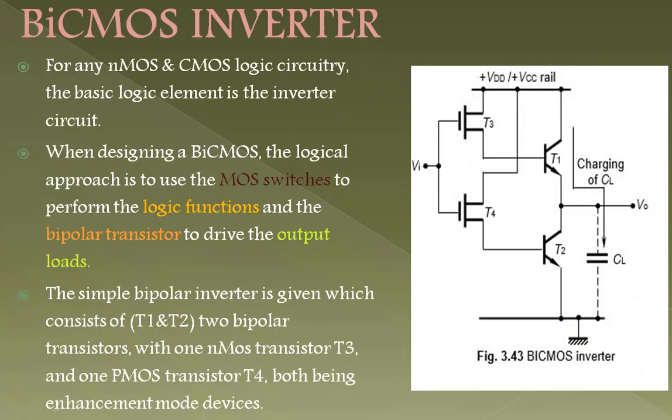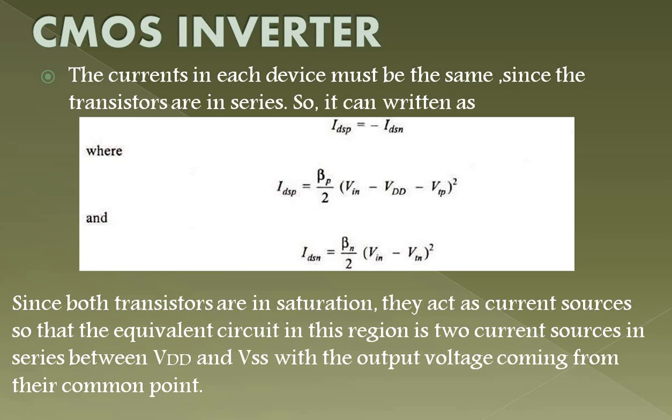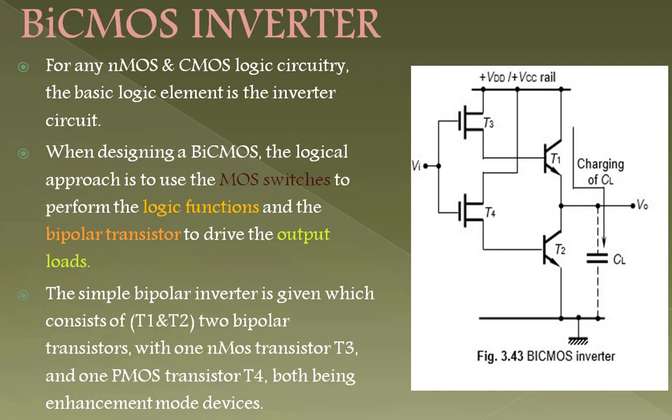So this is how your CMOS inverter will be working, and its operation. Okay, I hope you are all clear with the CMOS inverter and its operations. What are the 5 different regions in which you operate this CMOS inverter? Clear? Now the next topic is your BiCMOS inverters.